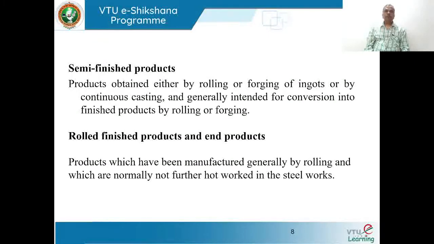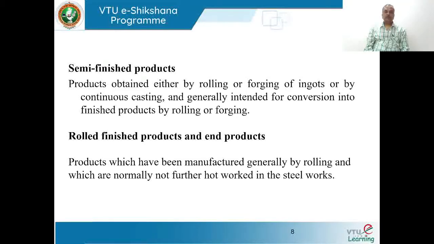As far as the semi-finished products are concerned, these are generally the products obtained either by rolling or by forging of ingots or by continuous casting, and generally intended for conversion into finished products either by rolling operation or by forging operation. Semi-finished products will not have a proper shape. A lot of variation comes into picture over the length of the member, and that is the reason many a time these semi-finished products are not recommended for the construction of steel. Finally, we have the rolled finished products, and they are also sometimes referred to as the end product.